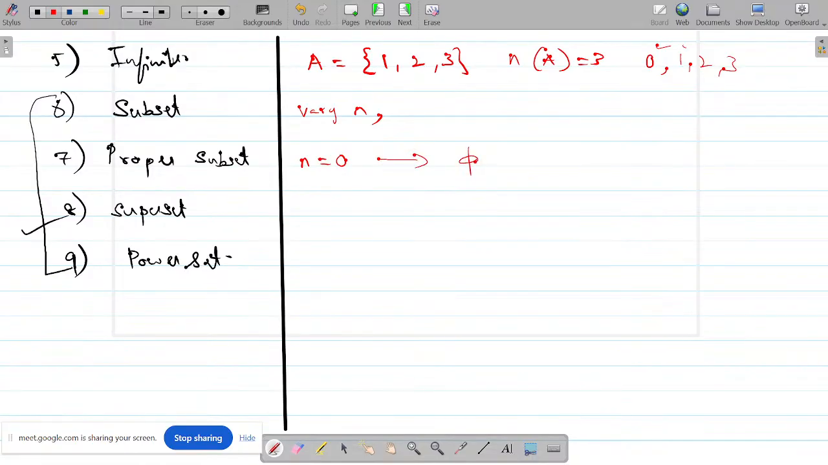Actually, what we are doing here is forming subsets. What do you mean by subsets? This is the main set. What you call this is a superset here. Okay, see, I have defined this one. What is a superset? The main set.